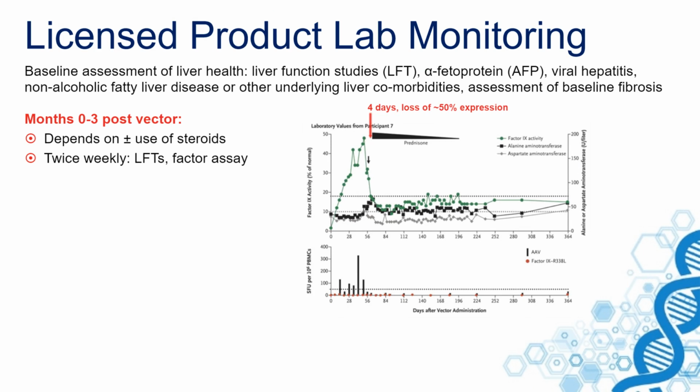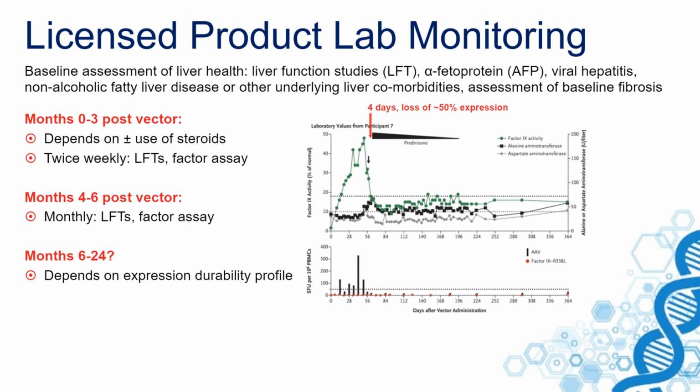And then outside of this capsid immune response, roughly 4 to 6 months post-vector, a general rule may be to consider doing LFT monitoring and factor assay monitoring approximately monthly. And then thereafter, I think the frequency of monitoring will depend quite a bit on the durability profile of the vector. So what I've said here is between 6 and 24 months is to consider a factor assay approximately every 3 to 4 months, again, to make sure that the patient's factor level is not crossing clinically meaningful thresholds that may guide your anticipatory guidance for the patient.